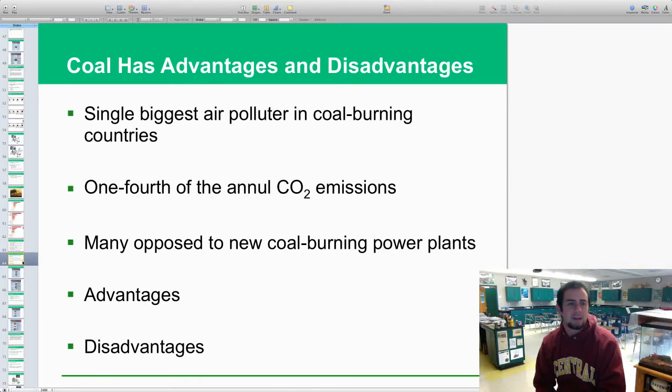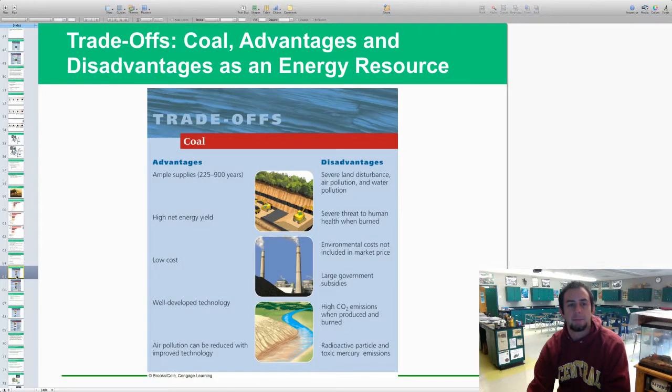So coal has advantages and disadvantages. Again, single biggest air polluter in coal burning countries, 1/4 of the annual CO2 emissions. Many are opposed to new coal burning power plants, but there are some advantages and disadvantages. Let's take a look at those today. One of the advantages is that we have tons of it, lots and lots of it, 900 years worth of coal, and a lot of it's located here in the U.S.